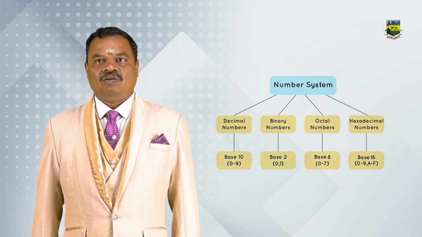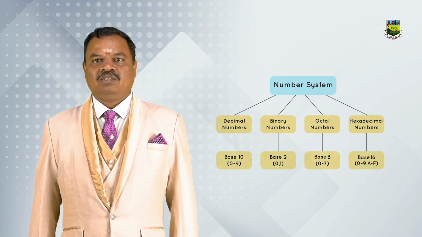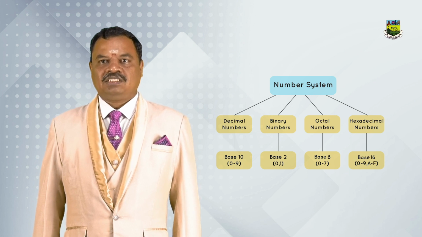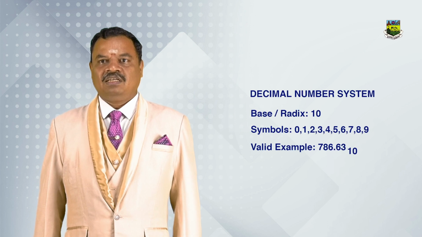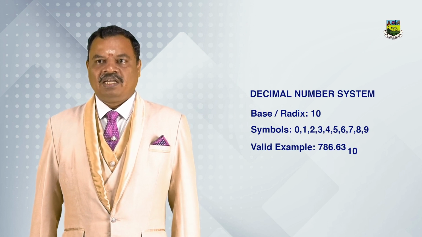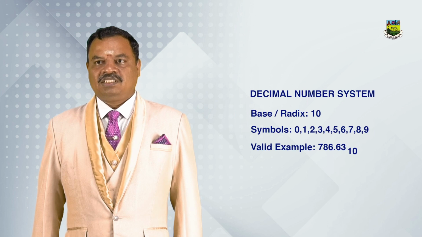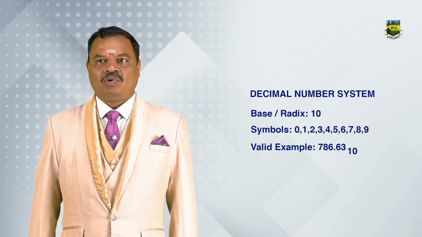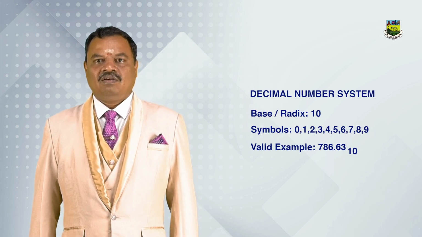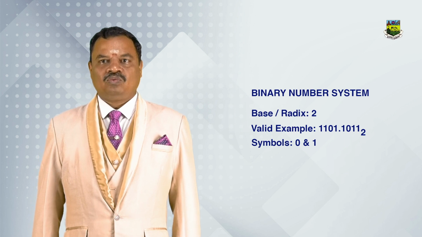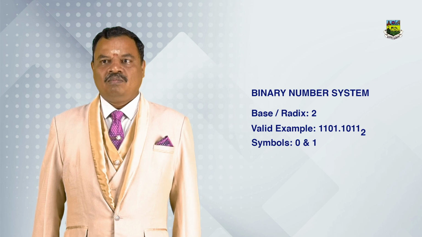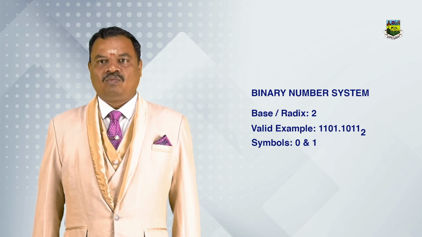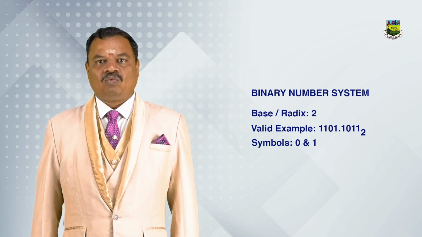So this is the summary of the four number systems: decimal number system, binary number system, octal number system, and hexadecimal number system. With respect to decimal, the base or radix is 10. Ten different symbols are there, and the valid example is 786.63 base 10. For binary, the base is 2. A valid example is 1101.1011, and the symbols are 0 and 1.